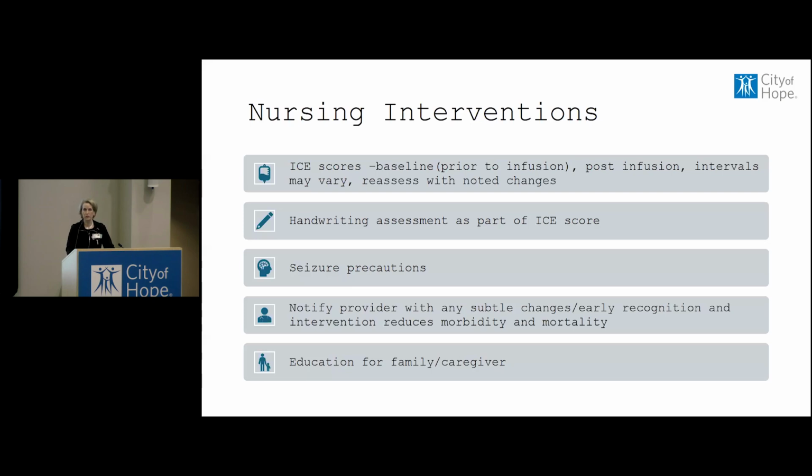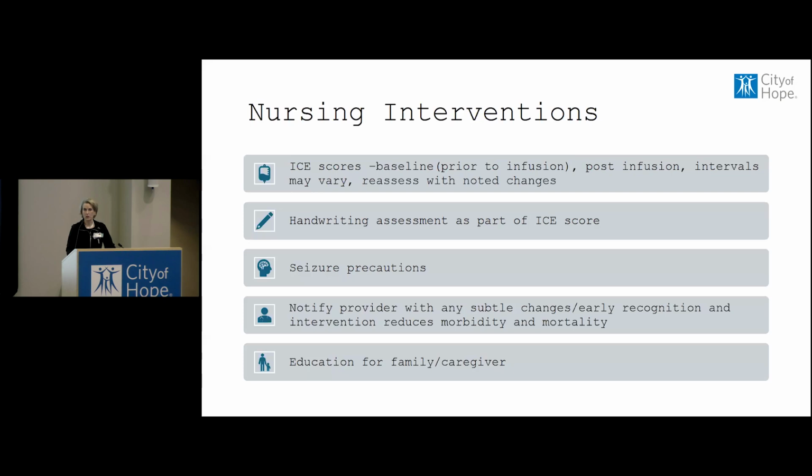So nursing interventions for ICANS include completing the ICE score. And for someone who asked online, how often is the ICE score completed? I apologize to put off your question, but I knew I was going to answer it in my presentation. Generally, ICE scores are completed at baseline, so prior to the infusion of the CAR T cells, and then post-infusion at intervals per the institution preference or policy. At City of Hope, we complete an ICE score every shift for the patient, but those intervals may vary and may need to be reassessed if the patient does have noted changes.